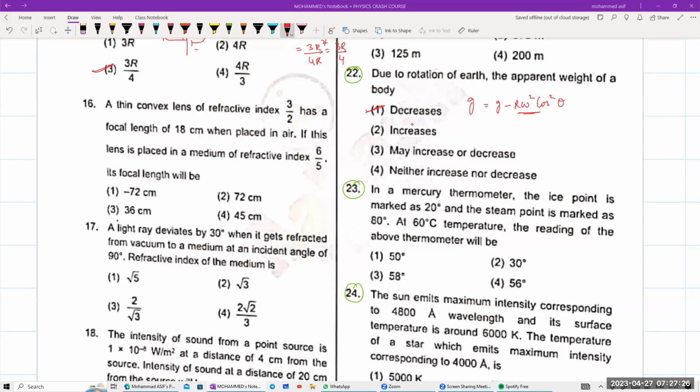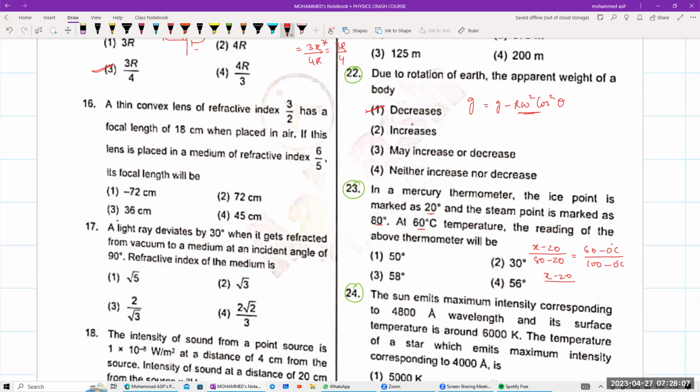तो यहाँ पर देखो in mercury thermometer the ice point is marked as 20 degrees Celsius, the steam point is marked as 80 degrees Celsius. At 60 degrees temperature, the reading of the above thermometer will be equal to how much? And this is your x minus lower fixed point is 20 divided by upper fixed point is your 80 minus your 20 is equals to, ये बन जाएगा कितना बेटा 60 डिग्री सेल्सियस के पास, यानी 60 minus lower fixed point is 0 for the Celsius scale divided by this is your upper fixed point for the Celsius is 100 minus lower fixed point is 0 degree Celsius, यानी x minus 20 divided by 80 minus 20.